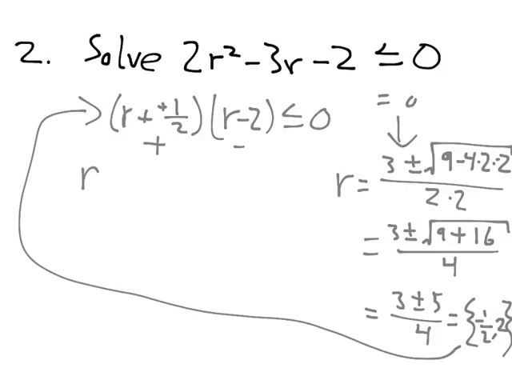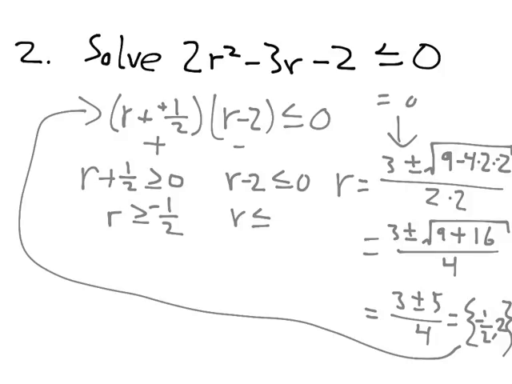So on the left I have r plus 1/2 is a positive number, and it could be equal. On the right I have that r minus 2 is a negative number, and it could be equal. So on the left, this is r is greater than or equal to negative 1/2, and on the right we have r is less than or equal to 2. So greater than a negative number, less than a positive number. And note that both of these things have to be true.